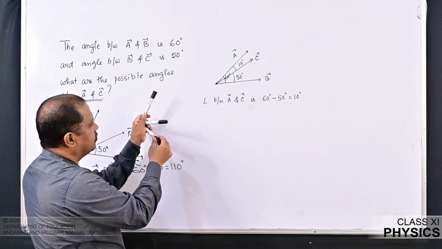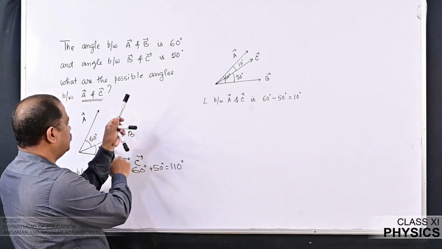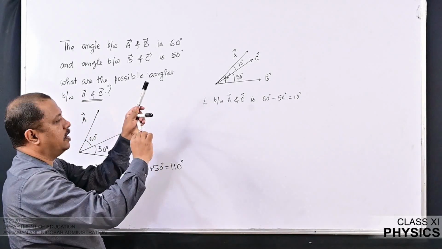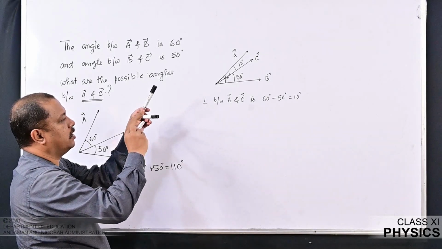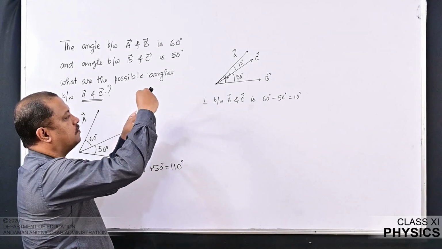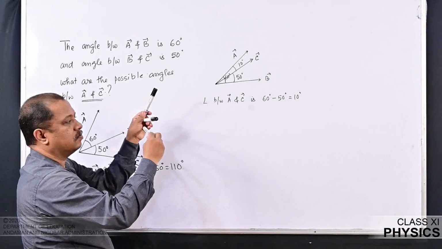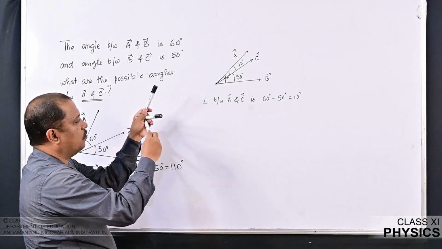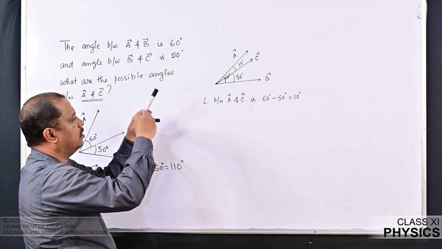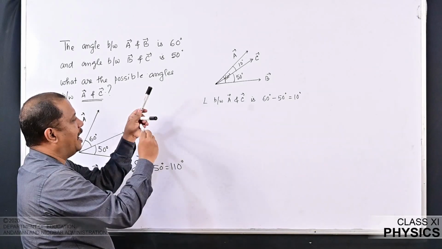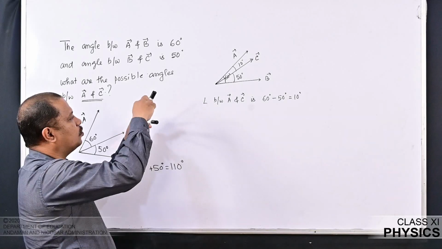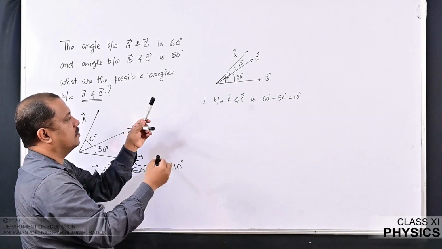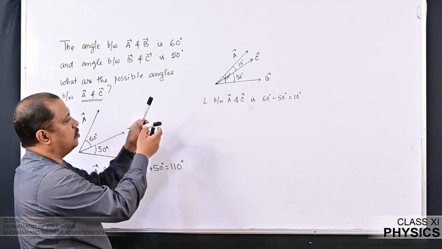I can also have, see, the angle between B and C is 50 degree. I can rotate this C like this, keeping the angle 50 constant. So this vector C will carve out a cone. So when I rotate this one and bring it here, the angle between A and C varies from 110 degree to 10 degree. I hope you understand now.